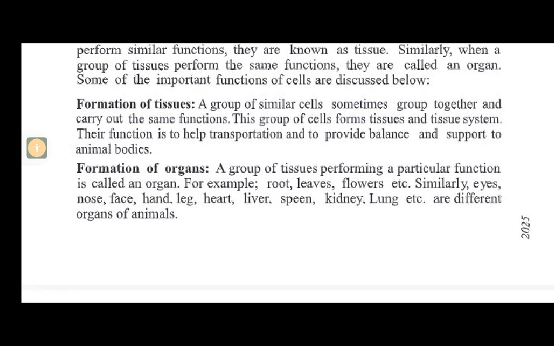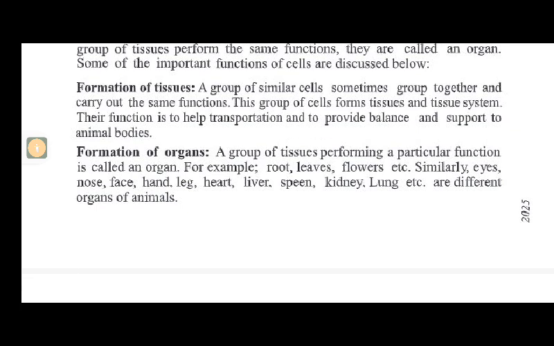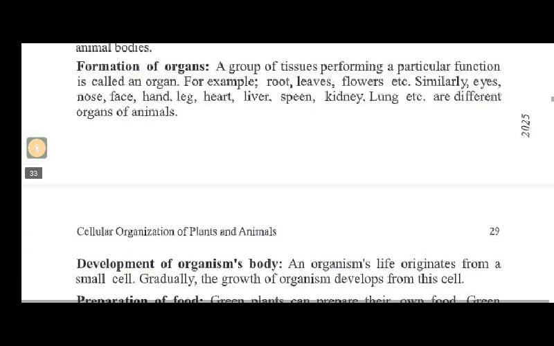Formation of tissue. A group of similar cells sometimes group together and carry out the same function. This group of cells forms tissue and tissue system. Their function is to help transportation and provide balance and support to the animal body. Formation of organ. A group of tissues performing a particular function is called an organ. For example, roots, leaf, flowers, etc. Similarly, eyes, nose, face, hand, leg, heart, liver, spleen, kidney, lung, etc. are different organs of the animal.